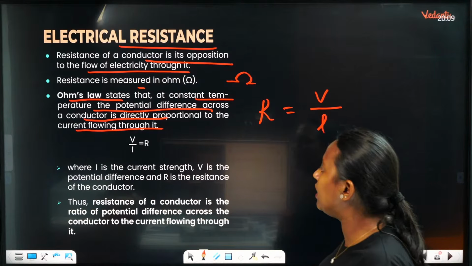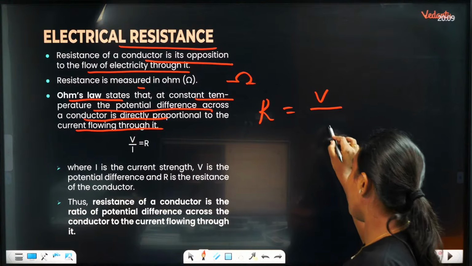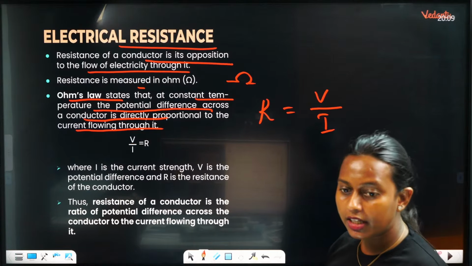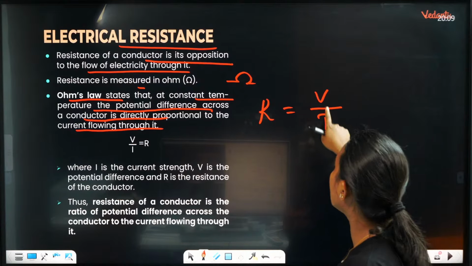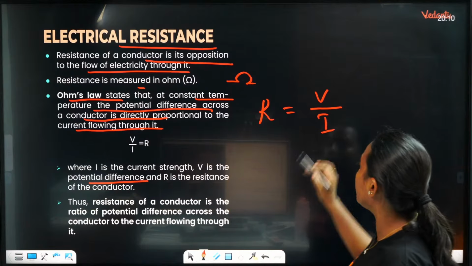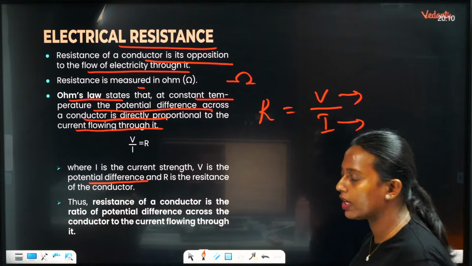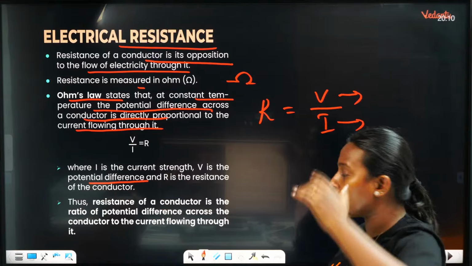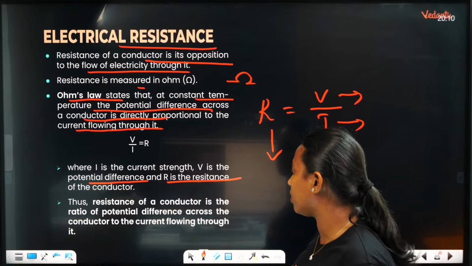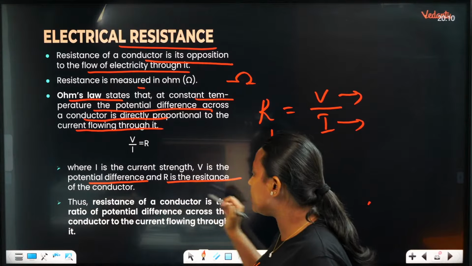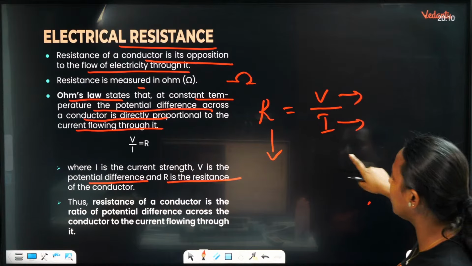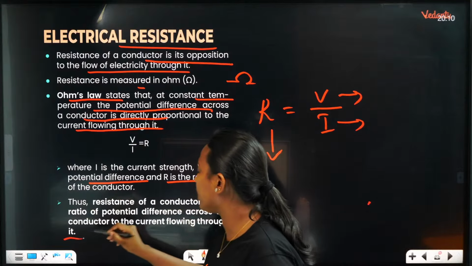What is V by I? V is the potential difference and I is the current. This is Ohm's law. R is the resistance. The resistance of a conductor is the ratio of the potential difference across the conductor to the current flowing through it.